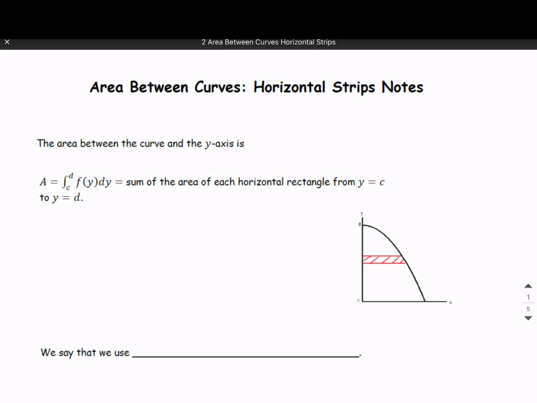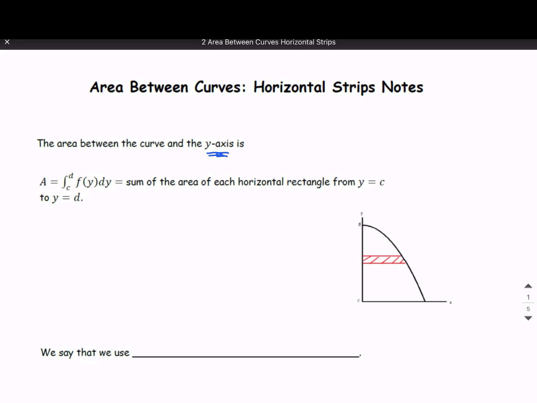Hello, my darlings. Okay, so today we're going to look at more area between curves, but this time we're going to use horizontal strips. What does that mean? Well, here we want to find the area between the curve and the y-axis. We haven't done this before.